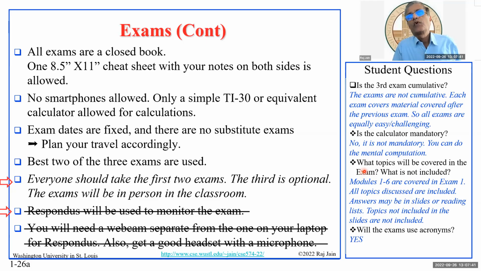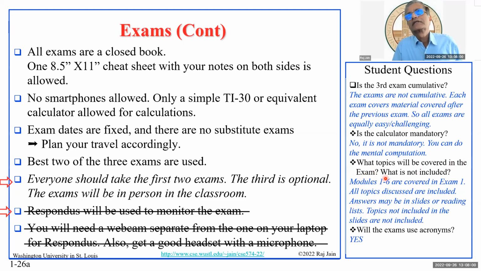Second question, what topics will be covered in the exam? And let me start the chat, and let me start the transcript. Okay. All right, if there are any additional questions, please ask in the chat box.